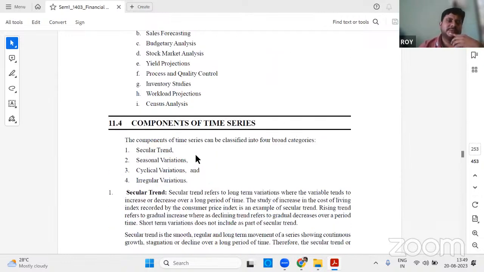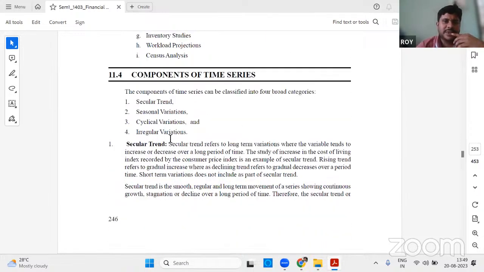These are the things. Now, there are 4 basic components in this: secular trends, seasonal variations, cyclical variations, and irregular variations. What is secular trend? It refers to long-term variation, whether the variable trends increase or decrease over a period of time. This is the secular trend, right? See, the steady increase in the cost of living index recorded by the consumer price index is an example of secular trend. Cost of living has increased.